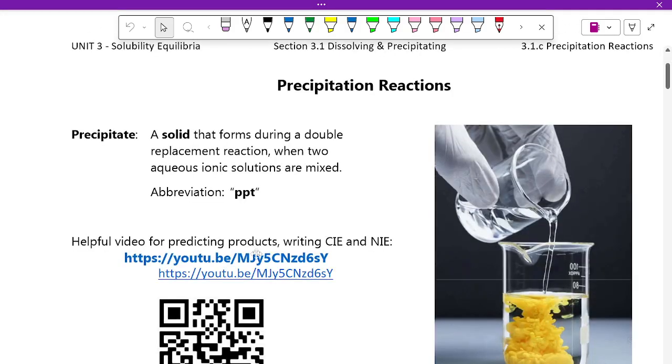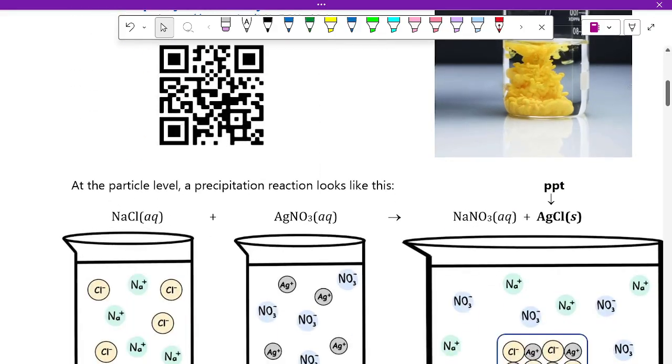A precipitate is a solid that forms in a double replacement reaction. You are responsible for predicting the products, writing the FE, which is the formula equation, and writing the CIE. What does CIE stand for? Complete ionic equation. And the NIE, which is the net ionic equation. What's the difference between the complete and the net? Spectator ions.